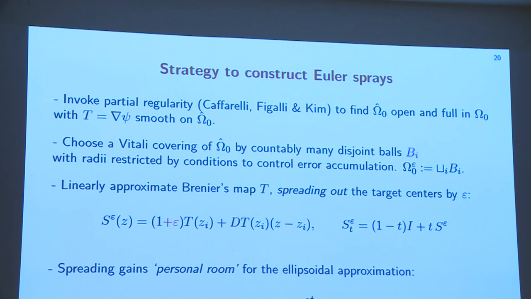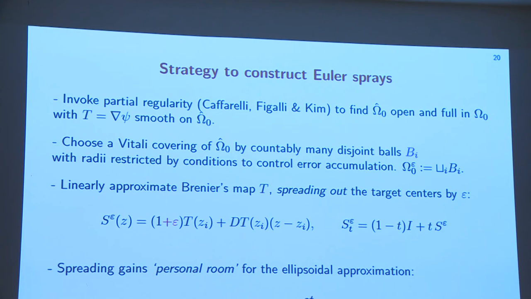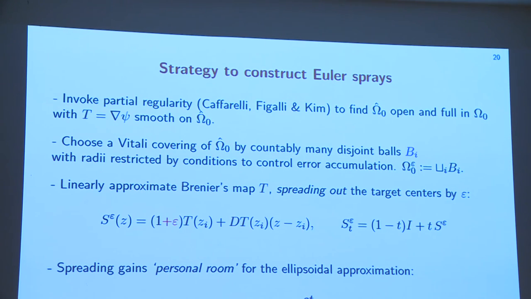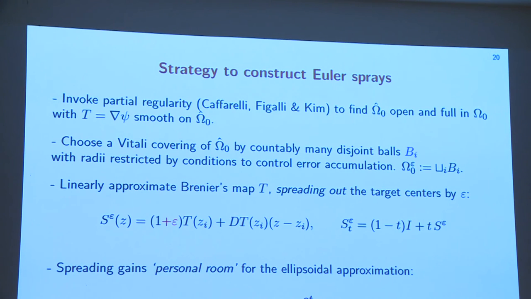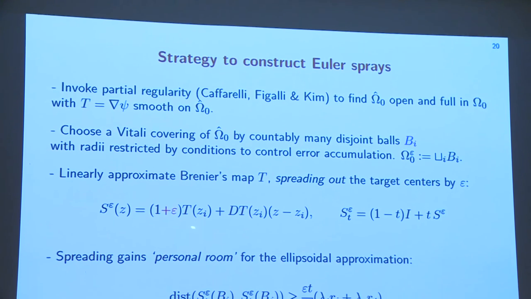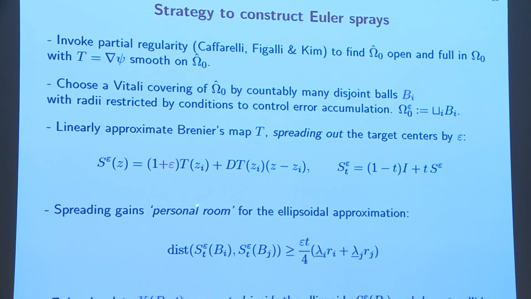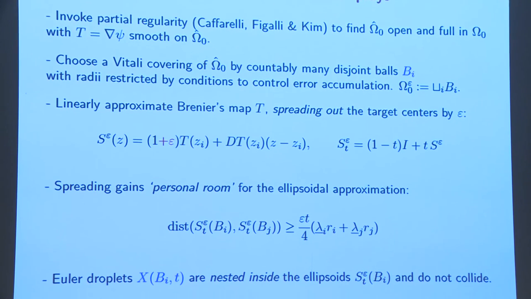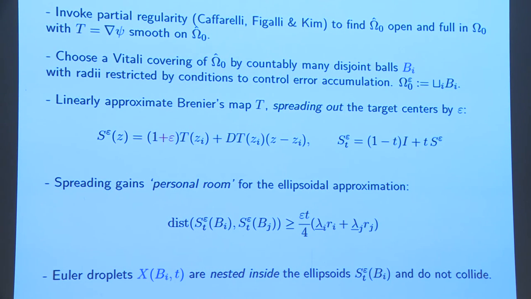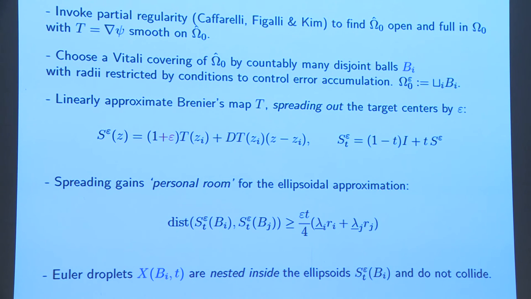It looks like a mess. What we do is we're only going to have to deal with ellipsoidal solutions. So the transport maps are linear, and so they'll only approximate the Wasserstein transport map locally. We need to spread out slightly by an epsilon the centers of the target balls, to make a little bit of room so that things do not overlap.